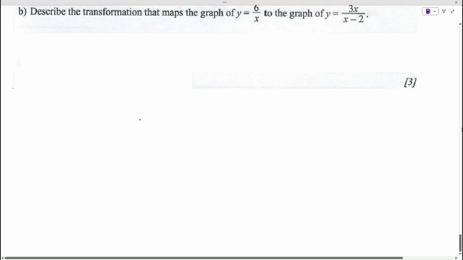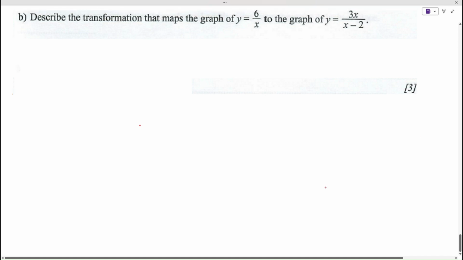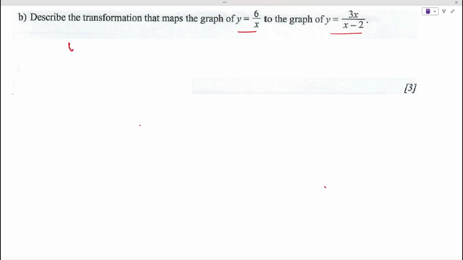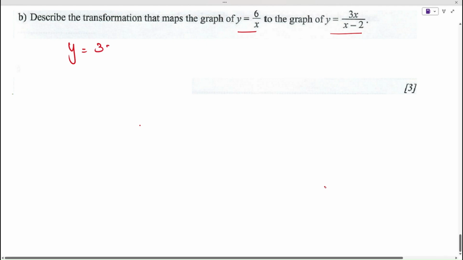Now we go to part B. Describe the transformation that maps the graph of y equals 6 over x to the graph of y equals 3x over x minus 2. So what we're going to do here is something similar to comparing the coefficients. In this case, we have y equals 3x over x minus 2.